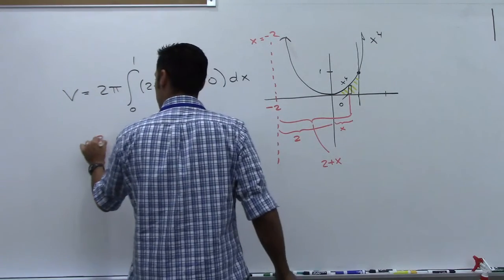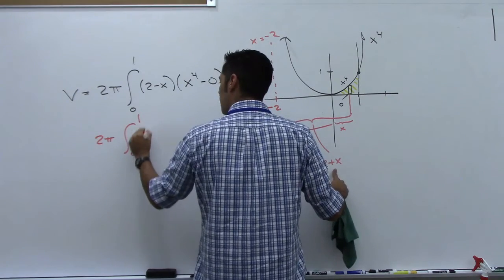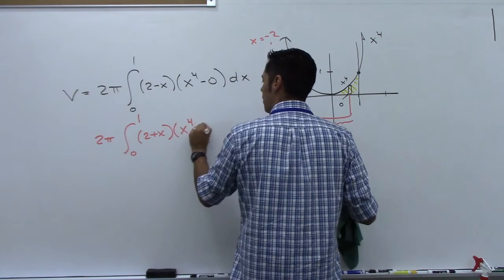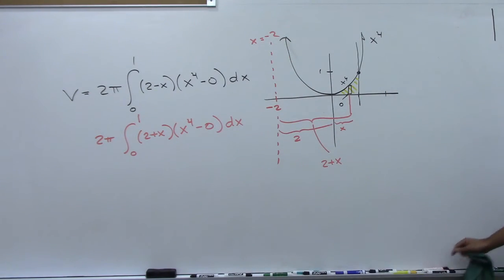It'll still be the same setup, 2 pi, integral 0 to 1. Instead of 2 minus x, it's 2 plus x. And then the top function minus the bottom, dx. So that's the difference between the two right there.